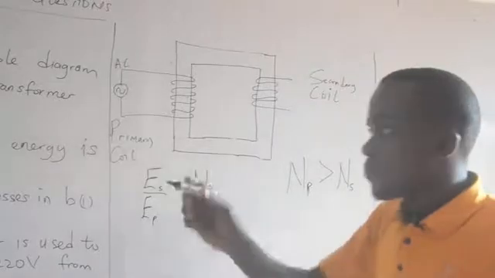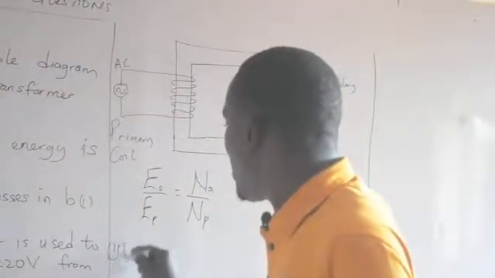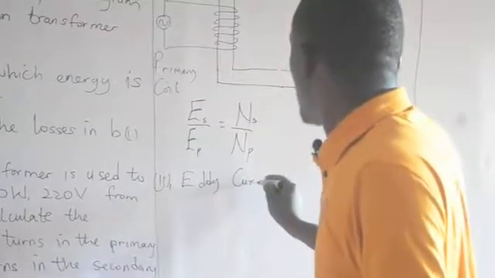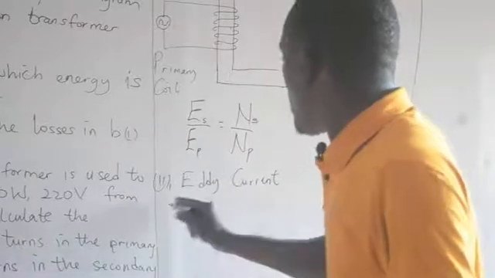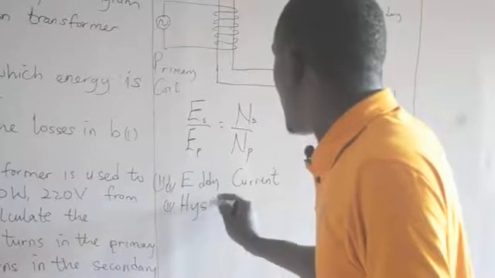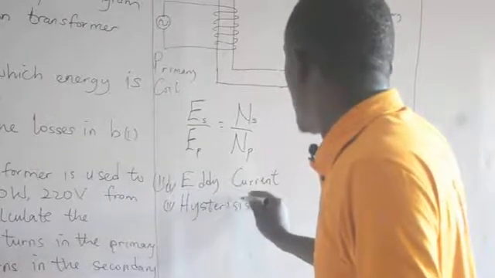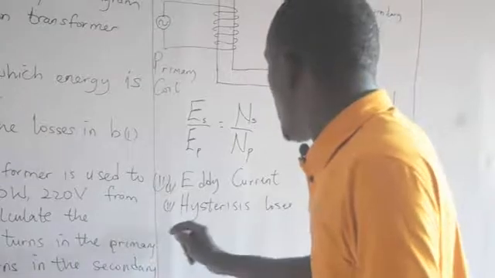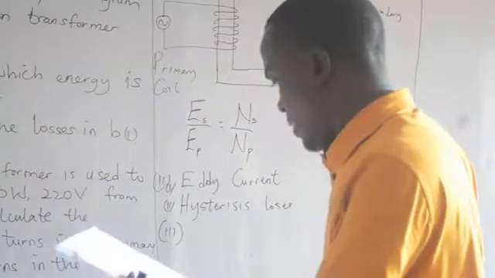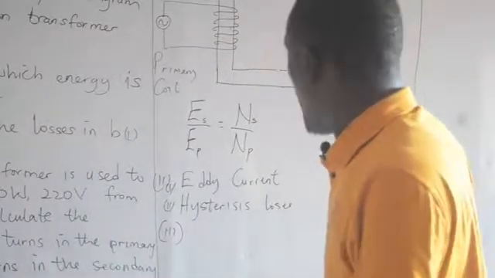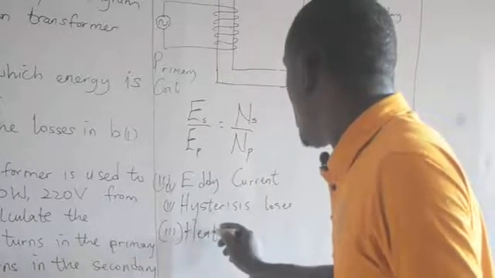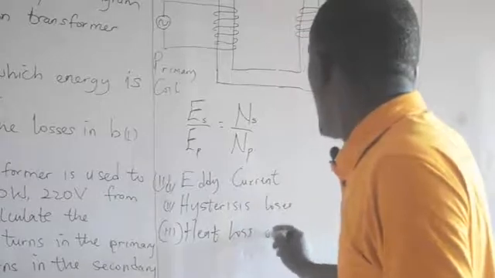And many of us know the first one, which is the eddy current itself. The eddy current. Then the other one, we're having the hysteresis loss. Then the third one, you'll be having the copper, or you can add what? The heat loss. The heat loss. Or the copper losses.